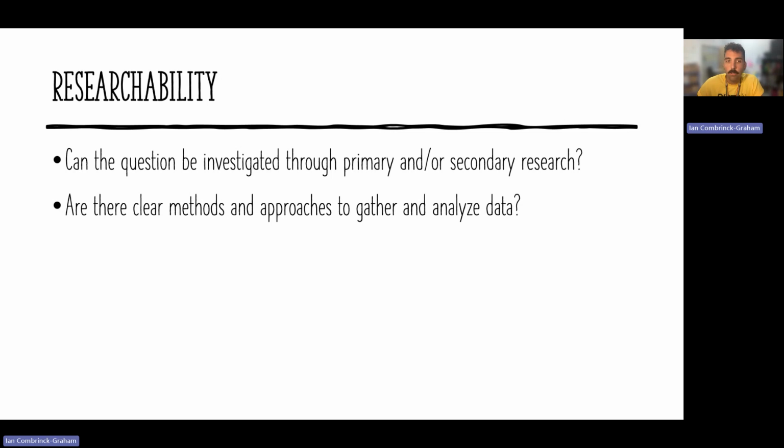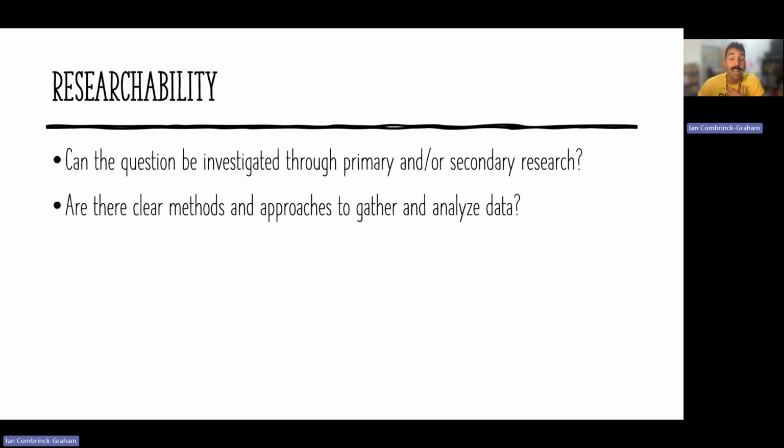Is it researchable? Do you have access to be able to go out there and either obtain studies that have already been done, and again, look at the data in a new way, not take someone's study and just restate it, but take their data, reinterpret it, and look at it? So that's secondary research. Or can you go out there and ask the questions and get the research yourself, which is primary? And is there a clear method of approach? Can you figure out how to get the answers?